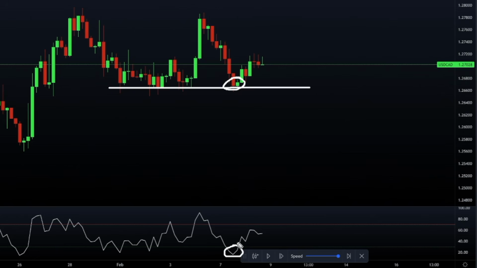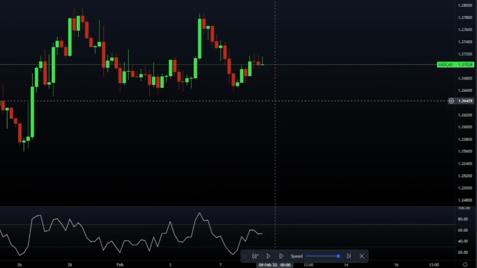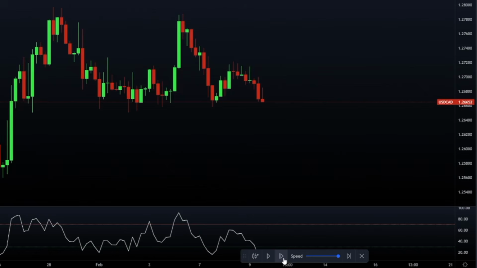We're looking for technical indications of where price could go next and combining them with several other technical indications of where price could go next, and trying to formulate a probability-based decision as to where the market could go next.